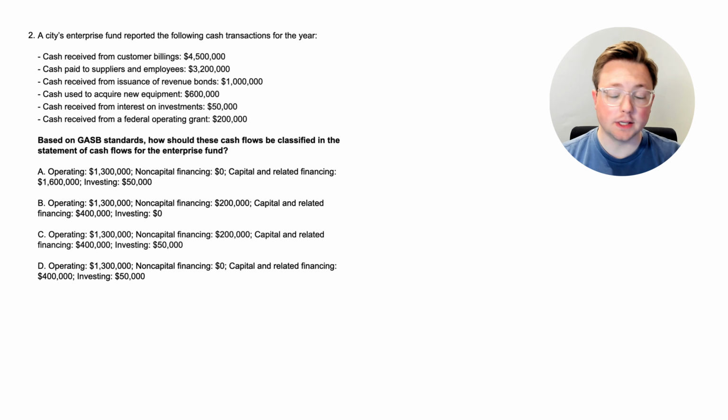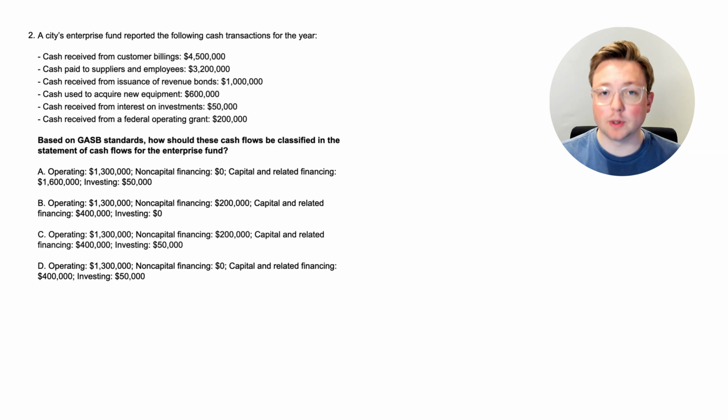So based on all these different cash transactions, how are they going to classify them in the statement of cash flows? How much is going to be in operating, how much in non-capital financing, how much in capital and related financing, and how much in investing? Now, if you have an idea about how cash flow statements typically work, you might have a general idea of how this will go. But if you don't know, that's okay.